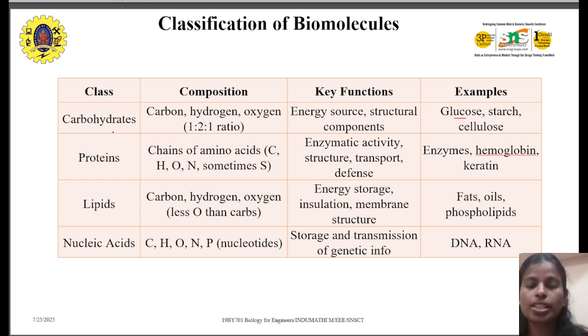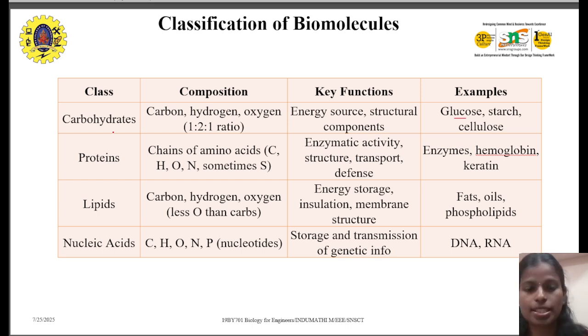Next comes proteins. It's a chain of amino acids. It's used for enzymatic activity, structure, transport, defense and so on. Examples can be enzymes, hemoglobin, and keratin.